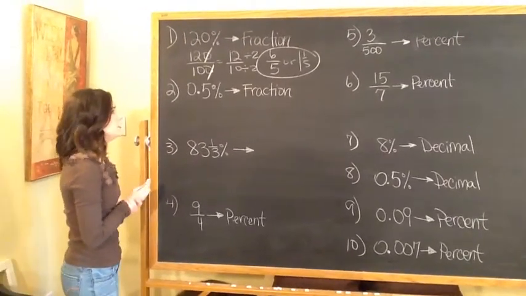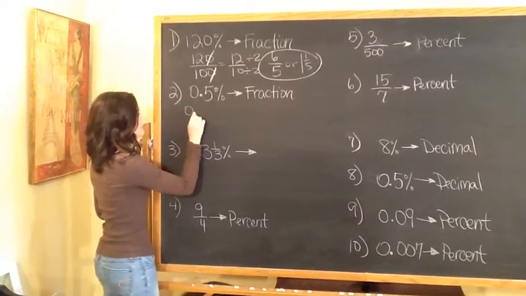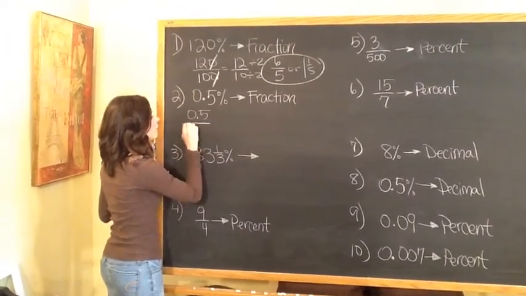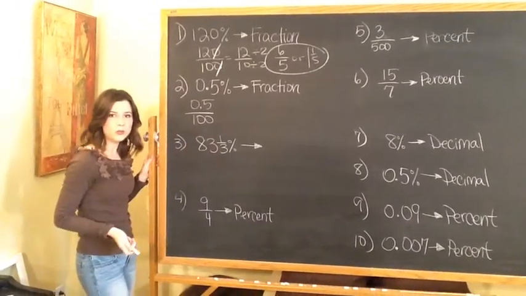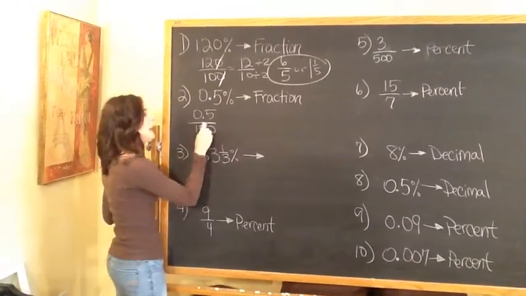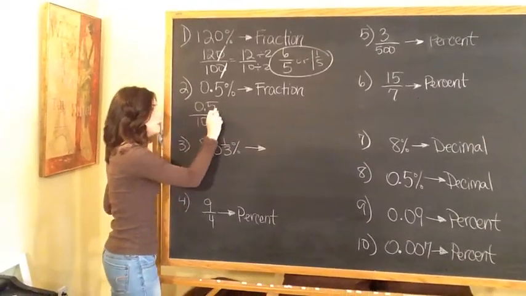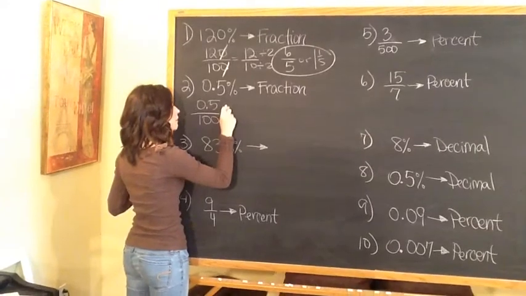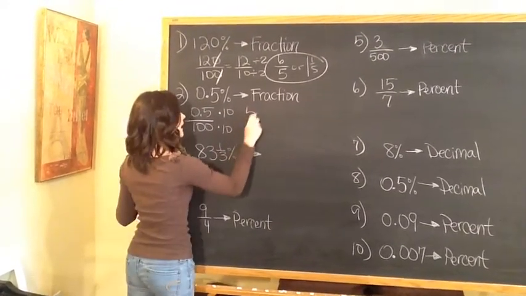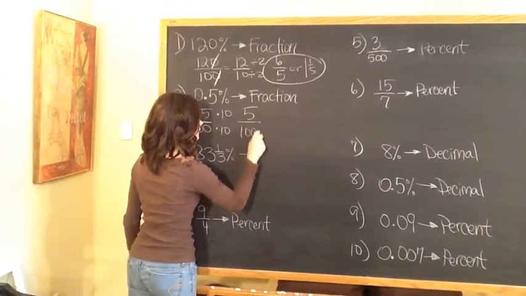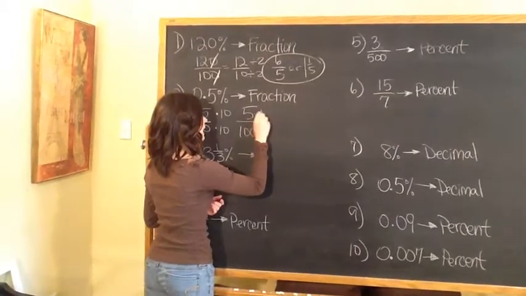Number 2, we're going to take 0.5% and make it a fraction. First of all, I'm going to put 0.5 over 100. However, you'll notice that this is still a decimal. How do we get it out of a decimal? We're going to have to multiply by 10, because if I multiply by 10, it's going to move my decimal place 1 time. So I'm going to multiply both the numerator and the denominator by 10. Now I have 5 over 1,000. Now all we have to do is simplify. So I'm going to divide by 5.